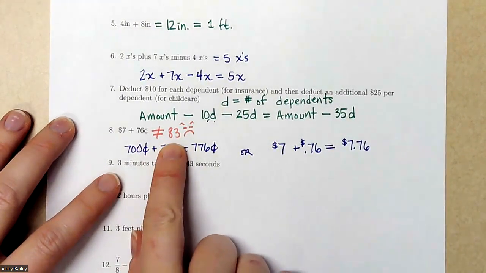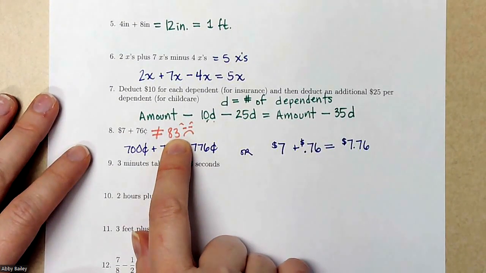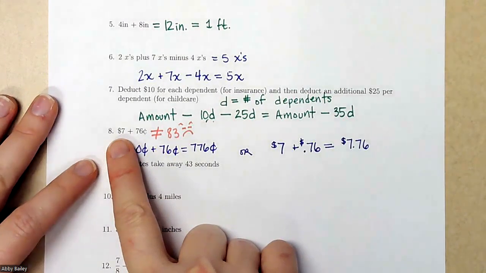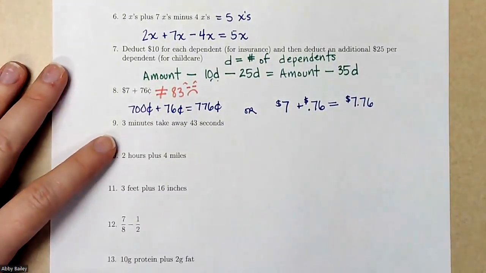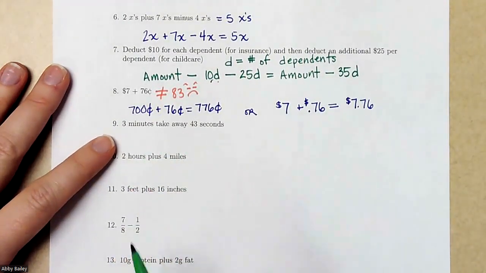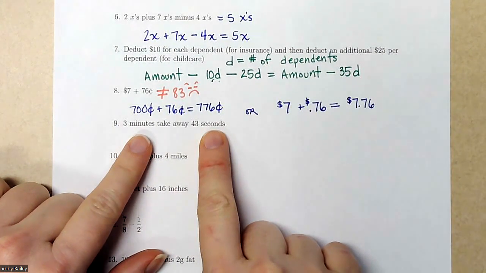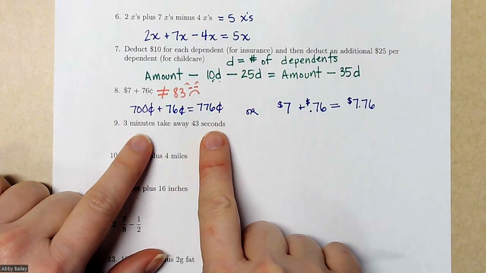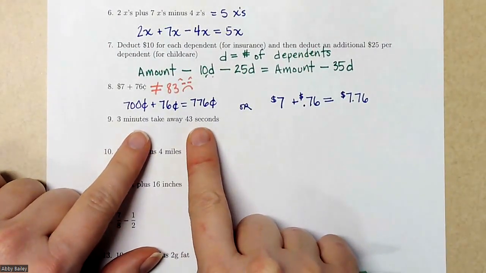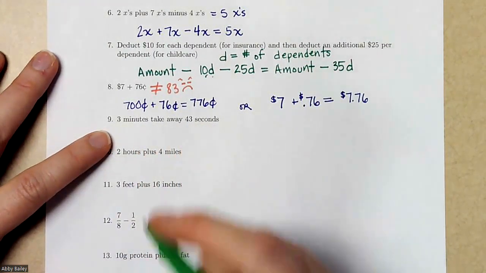You can't add them to get 83, because what would you say? $83? That's outrageous. Or 83 cents? No, don't shortchange it. Anyway, 3 minutes, take away 43 seconds. Again, we have a disagreement in labels, but they have commonality. We just have to rewrite them, emphasizing their commonality. So 3 minutes, take away 43 seconds.